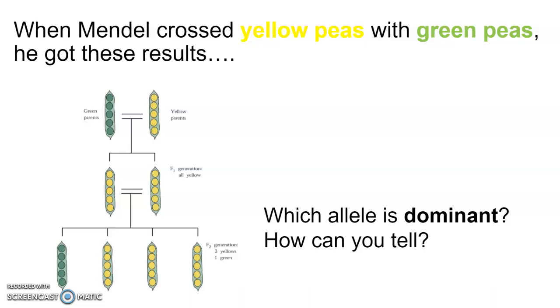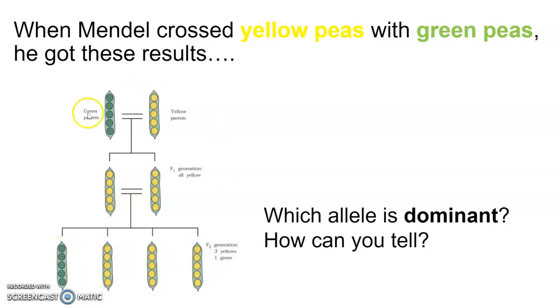Alright, when Mendel crossed yellow peas with green peas, he got these results. Okay, so this is the parent generation. One parent was green, one was yellow. And the filial 1 generation, F-I-L-I-A-L, means offspring or sons and daughters. So we call this generation F1. They were all yellow. But when he took 2 of the offspring of that generation and crossed them together, their offspring, F2, not only contained yellow offspring, but also green.